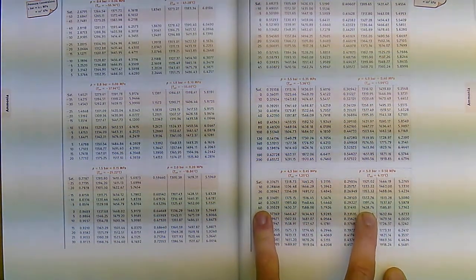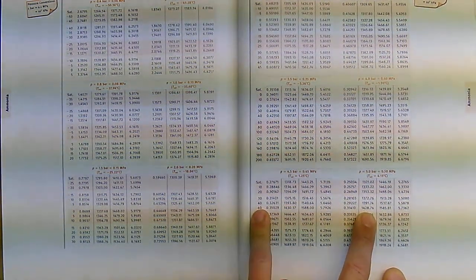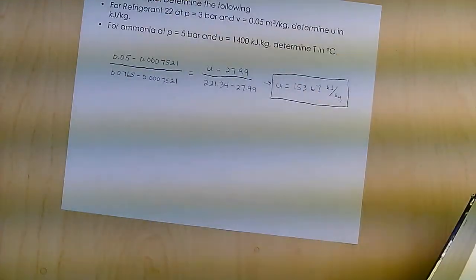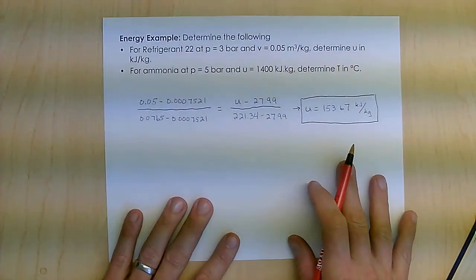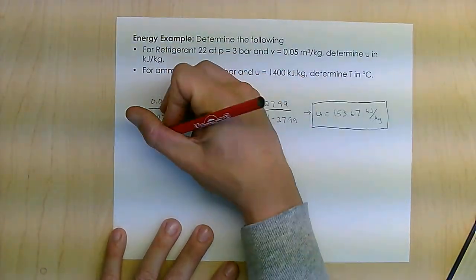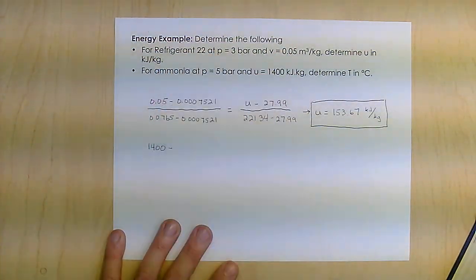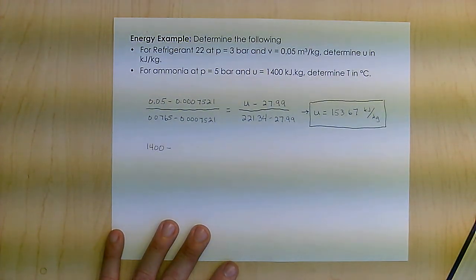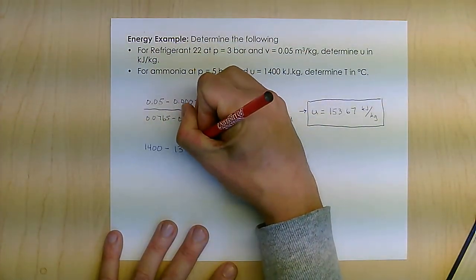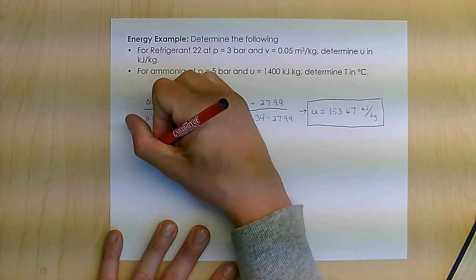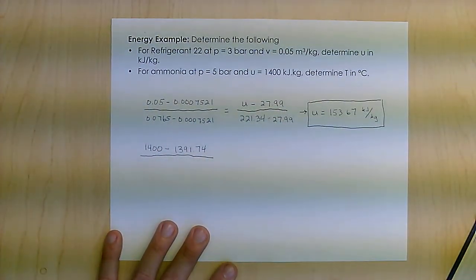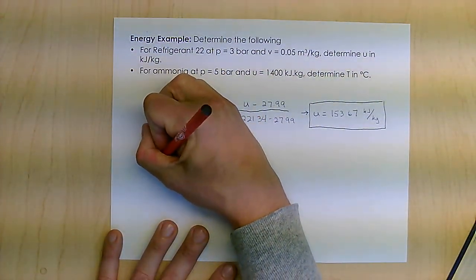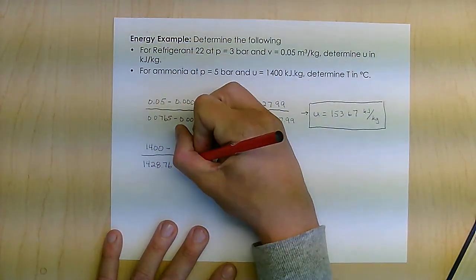I'm at 1400, so I have to figure out how far in between that I am, and I'm the same amount in between the temperatures. So let me set up my ratios here again. My U value is 1400. I'm going to subtract off what I look up in the table, 1391.74, and I take that over the total difference, which is 1428.76 minus 1391.74.